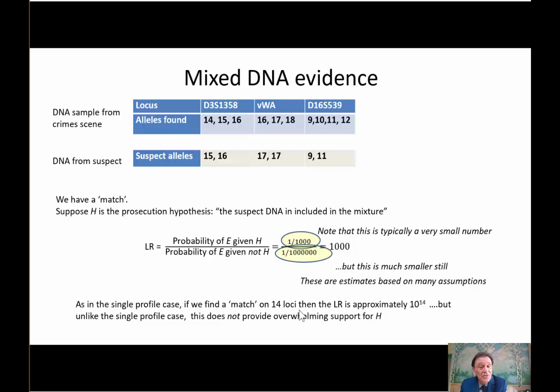So if we find a match on 14 loci, then the likelihood ratio is approximately 10 to the power 14. But unlike the single profile case, this does not provide overwhelming support for H.